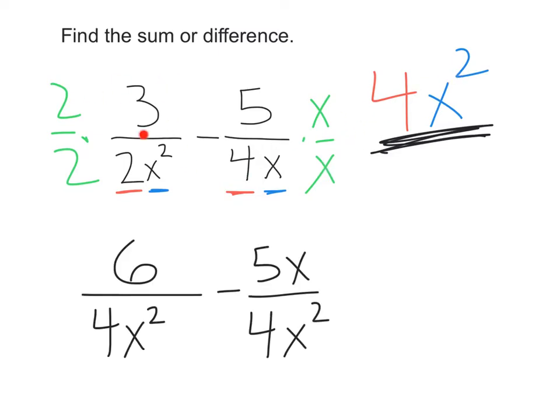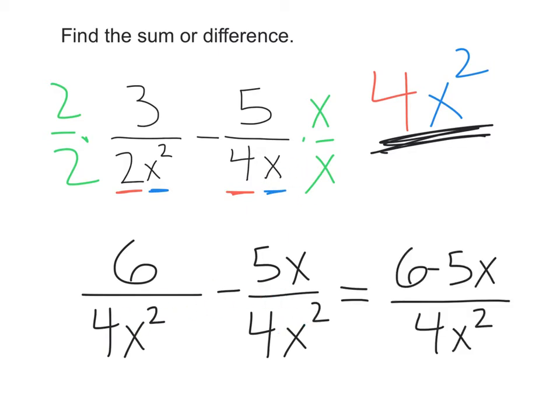Multiplying that out, 2 times 3 is 6 over 4x squared minus 5 times x is 5x over 4x times x, 4x squared. Now we've got common denominators. Great. Doing the subtraction, we get 6 minus 5x all over the common denominator 4x squared. And there we go.